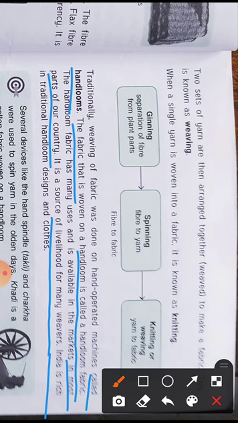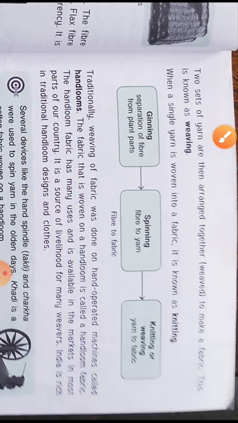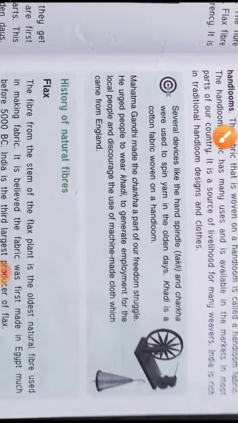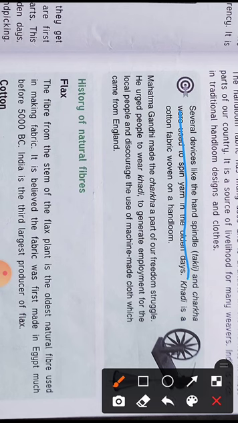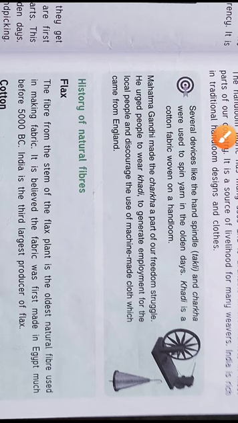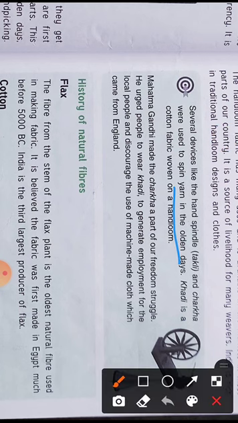India is rich in traditional handloom designs and clothes. Several devices like the hand spindle, which is also called a takli, and the charkha were used to spin yarn in the olden days. Khadi is a cotton fabric woven on a handloom.